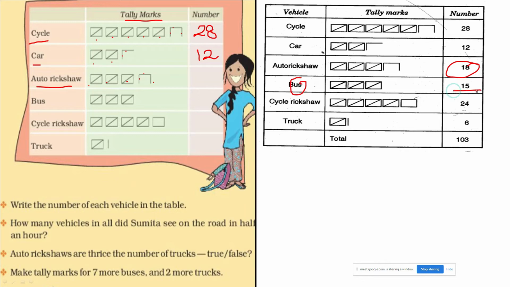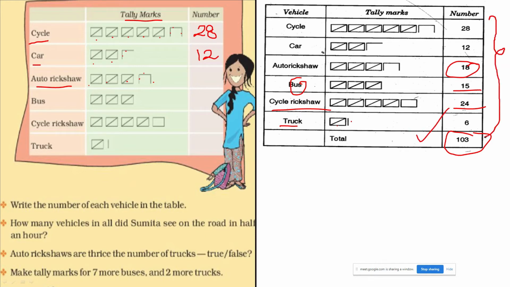Buses: nearly 15. Then cycle rickshaws: 24 passed. Then trucks: 5 plus 1, 6. So totally, how many vehicles crossed on the road within that half an hour? 103. Okay, so we can complete the table.